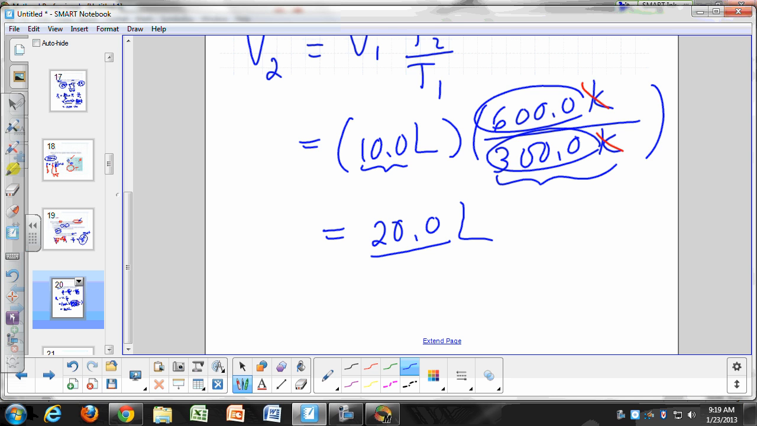Does that make sense? You double the temperature, you double the volume. That's what direct proportion means, right? If one changes, the other changes by the same factor. So if you triple one, the other also gets tripled. So you're essentially multiplying the original volume by a conversion factor that is greater than 1 because the temperature went up. The temperature factor is greater than 1.